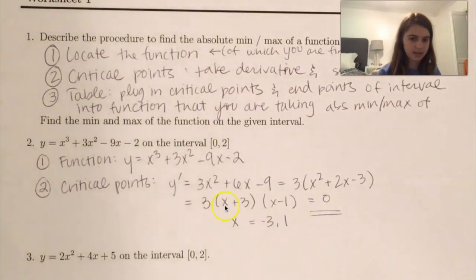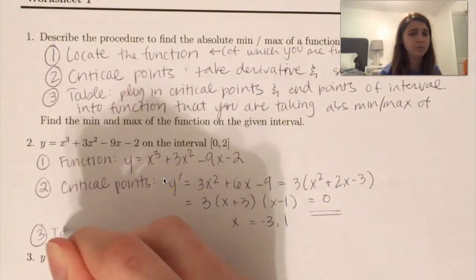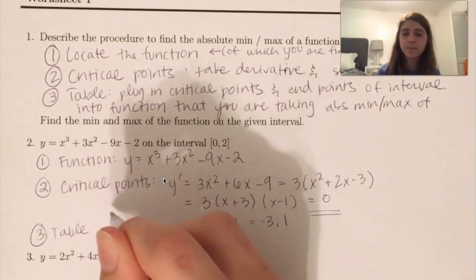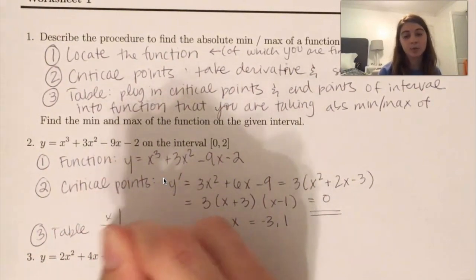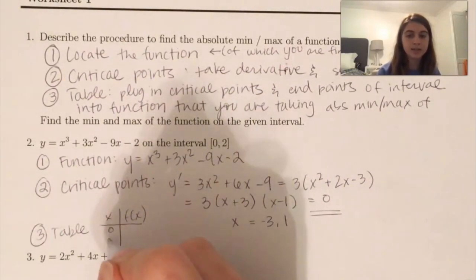I want to underline this because I just set this equal to 0 here at the end. You can do it at the beginning. You can do both if you want, however you want to do it. So now we're going to make a table with our x values and our f of x. The first value we're going to put in this table is 0. And you might be asking yourself, what about -3? The first value is always going to be the left point in the interval, and your last value is always going to be the right point.